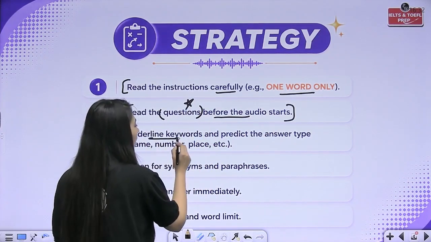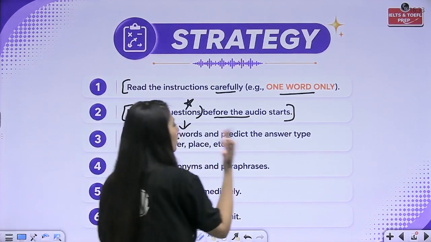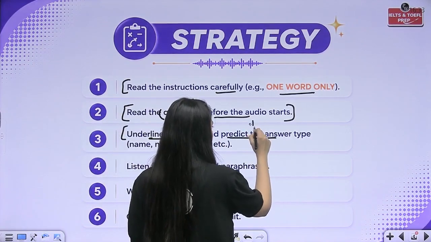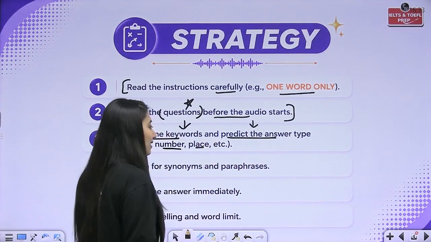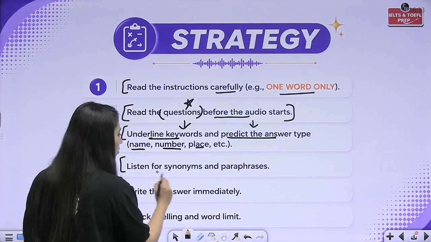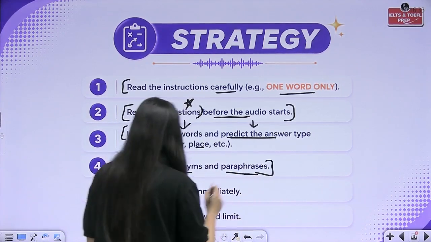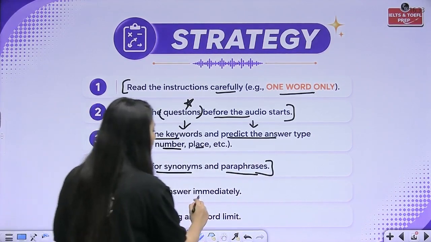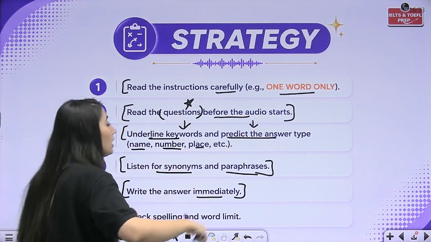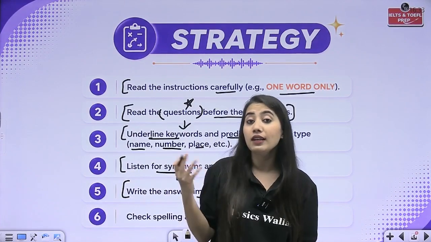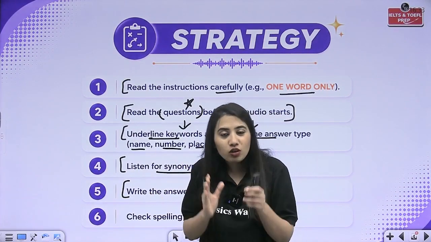After that, underline keywords. It is essential for you to underline keywords and predict your answer type, whether it's going to be a name, number, or place, what exactly it is going to be, and listen for synonyms and paraphrases. Afterwards, write the answer immediately. Once your audio begins, you have to answer immediately. Even if the answer is really lengthy, you need to write it in the shortest form possible.